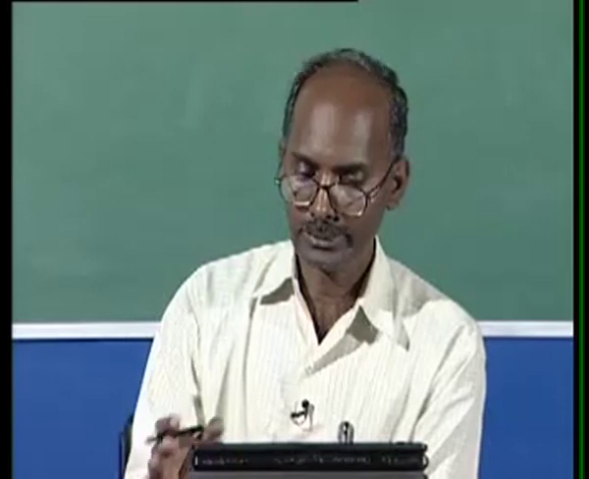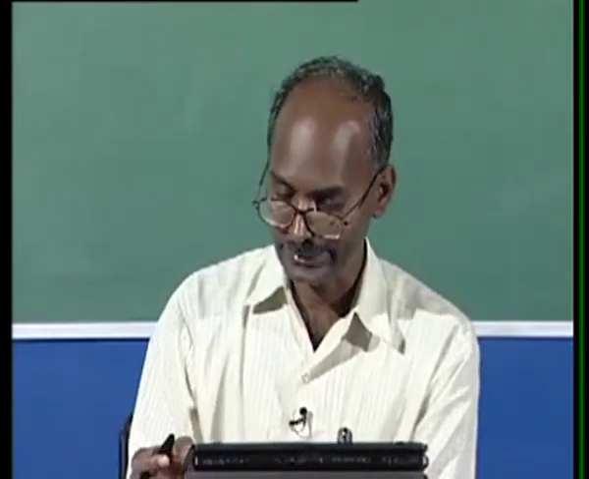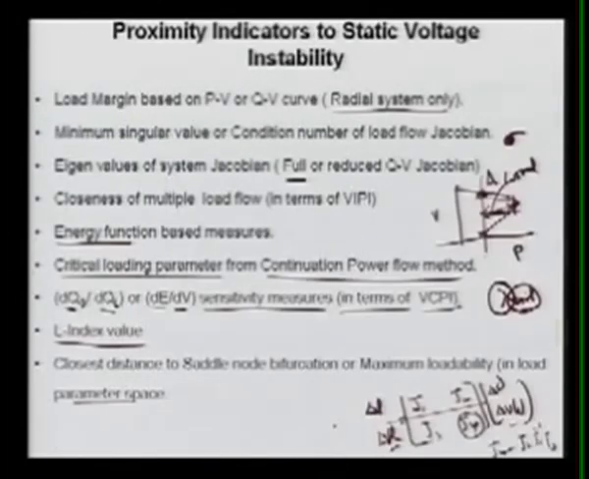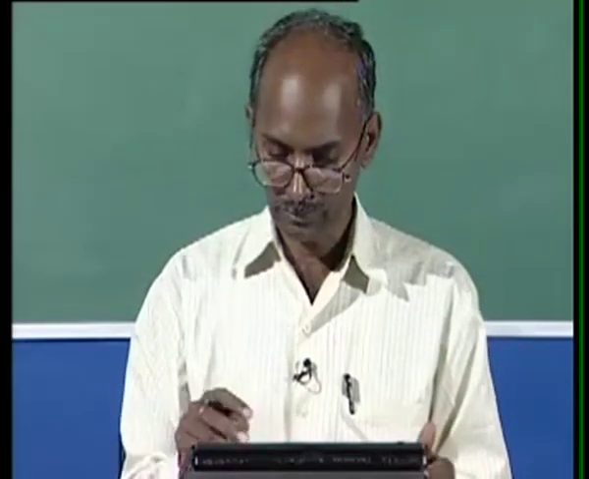Now let us calculate the last point which I mentioned, the closest distance to the saddle node bifurcation point. In the 2-bus system it is very easy to calculate this distance, you can measure it here, but what happens in a multi-bus system, where there are several buses, is that it is very difficult to calculate.